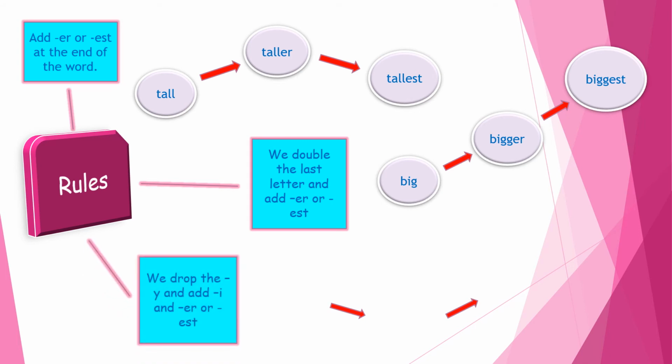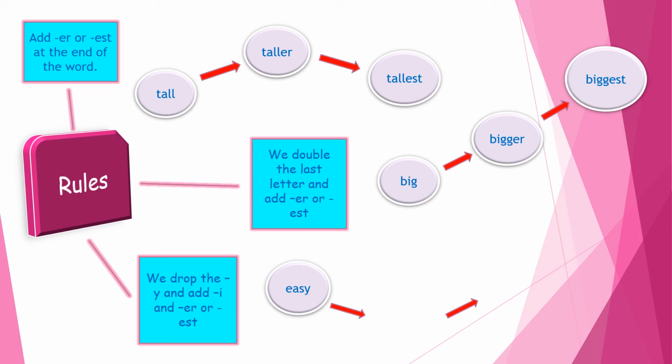The third rule says that if an adjective word ends with y, we drop the y and add ier or iest to it. Let's take a word which is easy. Easy is a very simple descriptive adjective word. Okay, it's an easy paper, it's an easy sum, it's an easy road to remember. So easy is a very simple word. Now this word easy, it ends with Y.